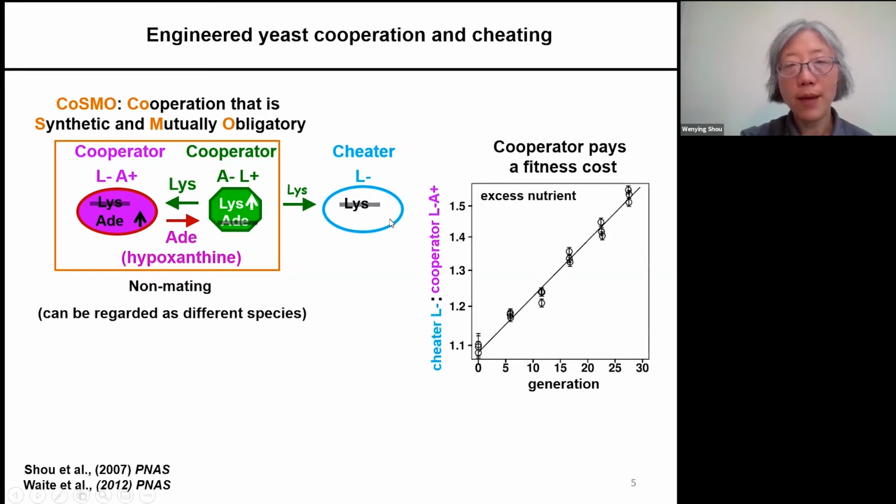And the cheater has an advantage over cooperators, because we can mix cheaters with cooperators in excess lysine, and we see that cheaters grow faster than cooperators because the ratio increases over time.